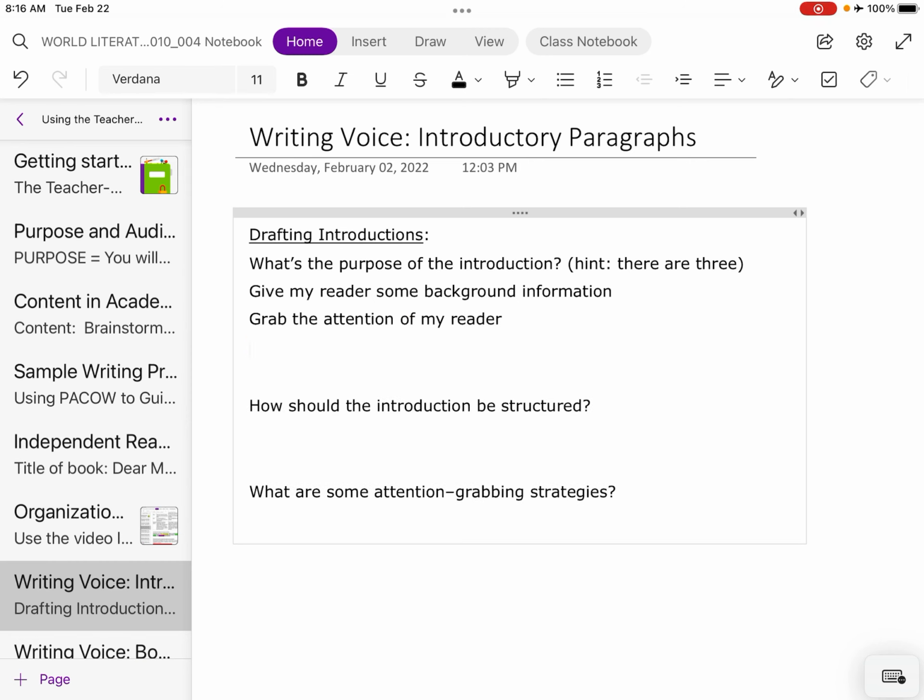And lastly, I want to specifically lay out what I'm going to talk about. This is why we always include the thesis statement.